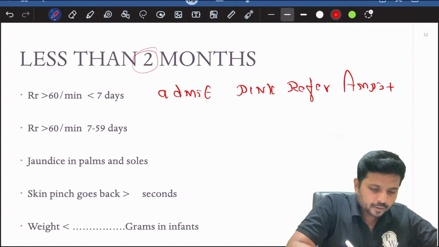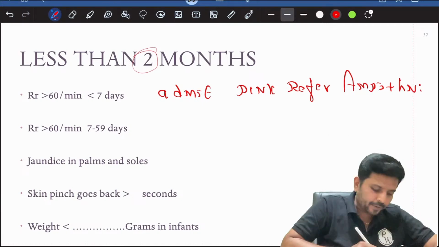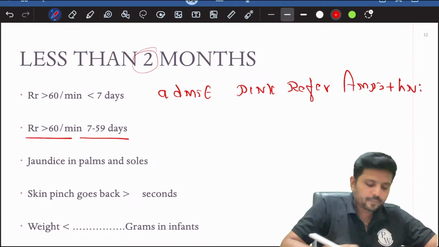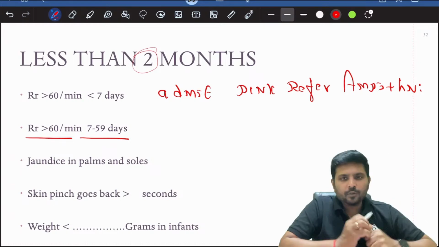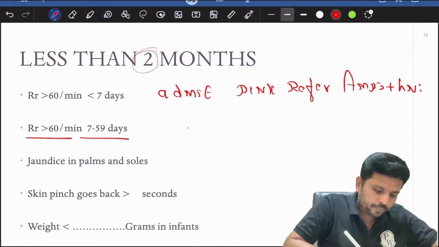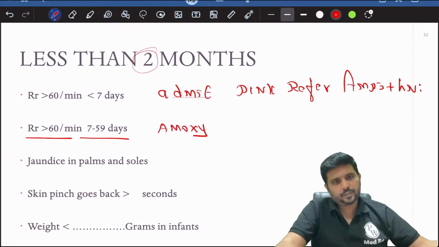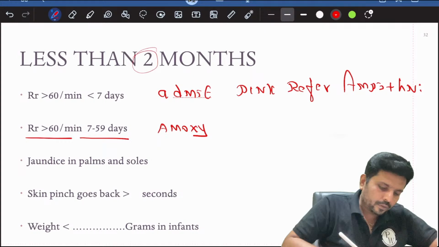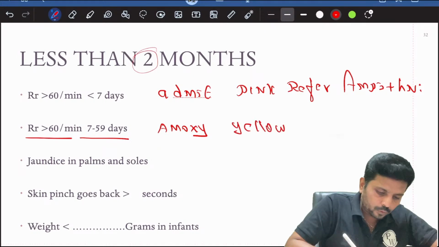You need to refer after giving the first dose of ampicillin and gentamicin. Whereas respiratory rate of 60 per minute, age 7 to 59 days means you can give a course of amoxicillin. That is what IMNCI says. So this comes under yellow zone.